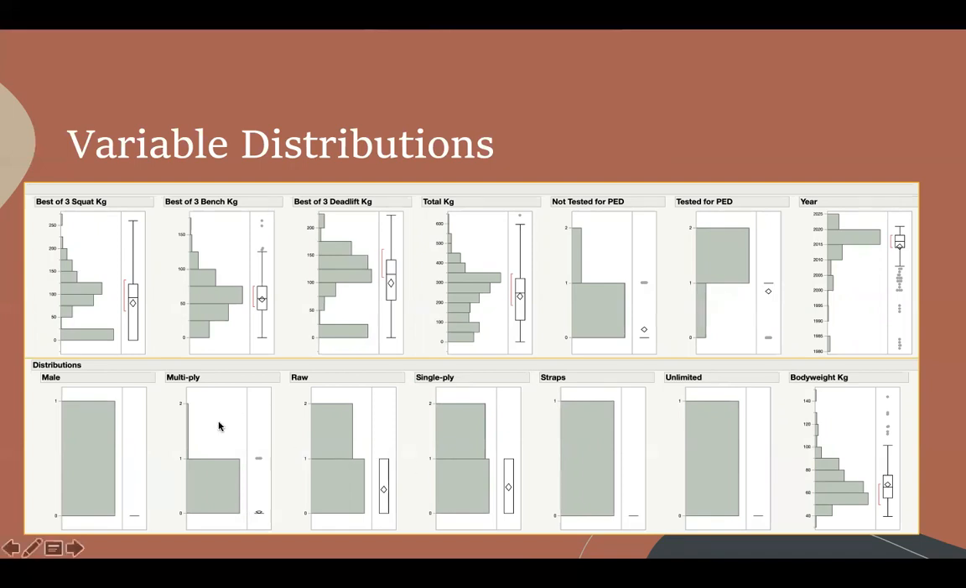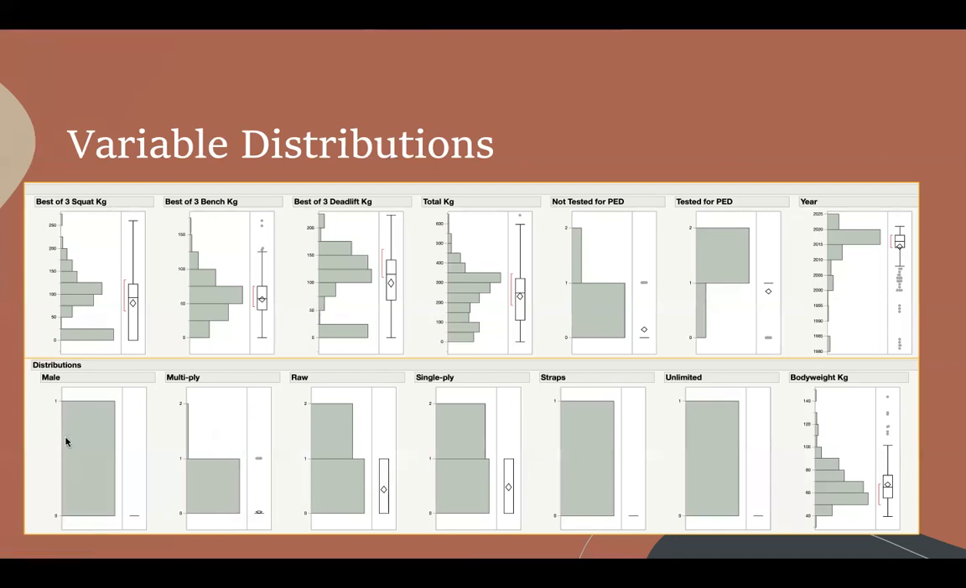We also see multiply. It's very, very rare. Raw, a little bit less rare. And single ply is about a 50-50 split. Wraps, most do not use straps. And then performance enhancing drugs, most competitions do actually test for performance enhancing drugs.